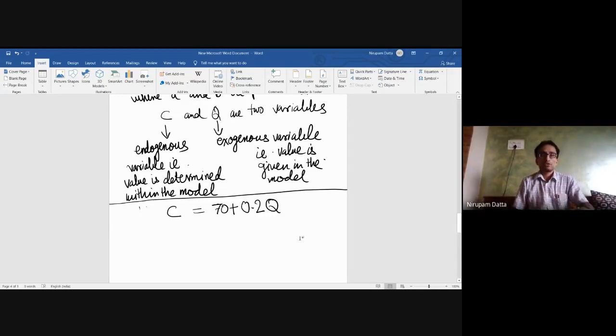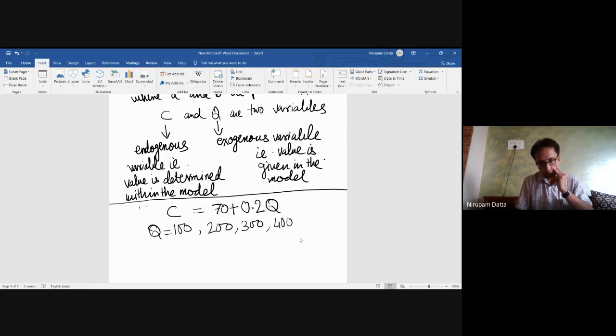Okay. So C = 70 + 0.2Q. Now take on different values of Q. Q equal to 100. So substitute with different values of Q: Q equal to 100, then 200, then 300, then 400, then 500. What do you find?